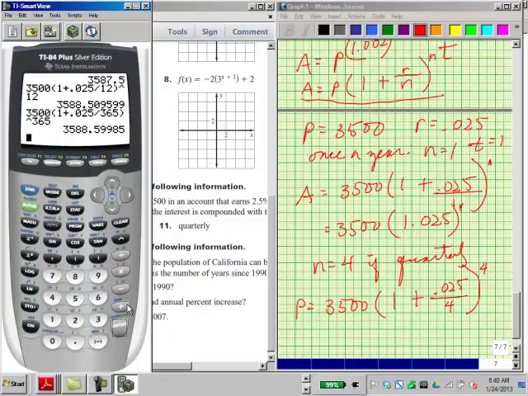Yes? So I know that in the equations he means time as in the number of years. Then n is the number of times compounded in 1 year. Okay? All right.